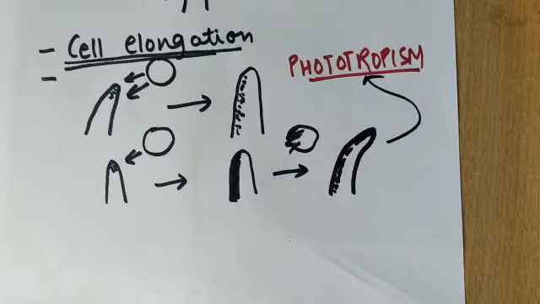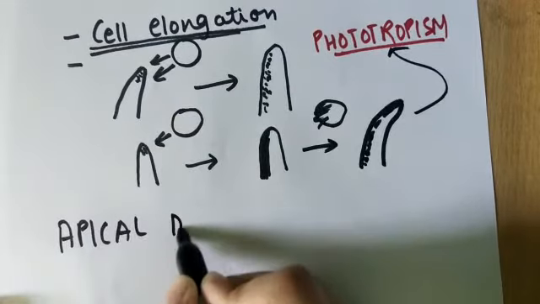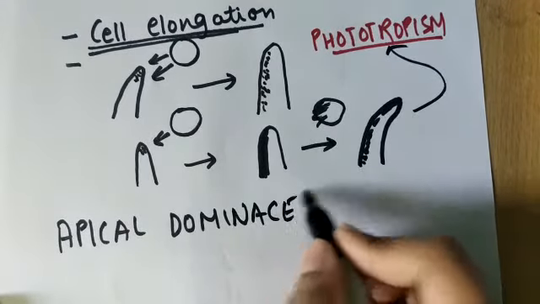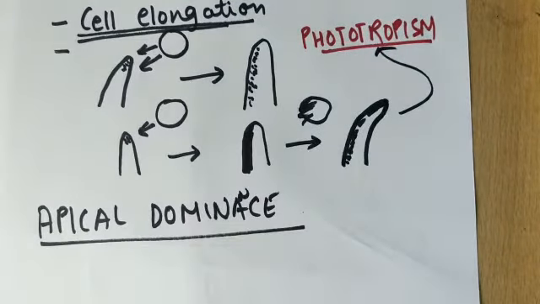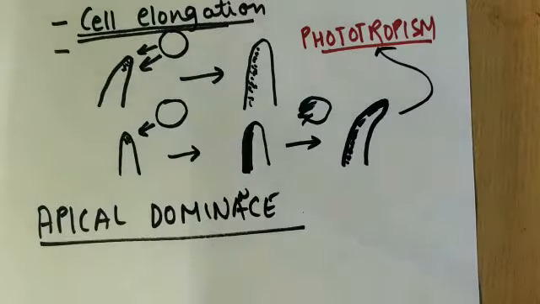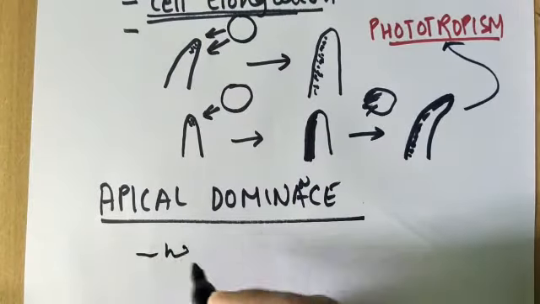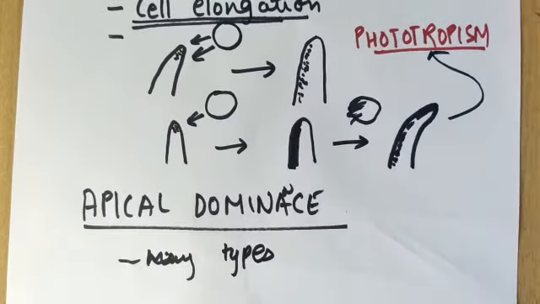Another example is apical dominance. It's also a very cool phenomenon that happens due to auxin. We'll talk about it in our next video. Auxin also has many types. There are many types of auxin that are produced in a plant.